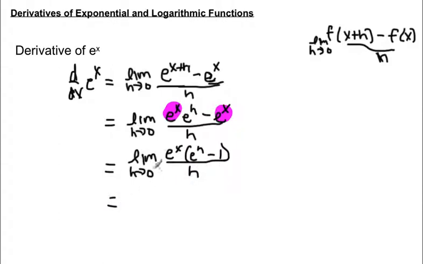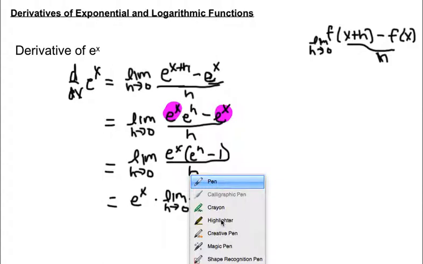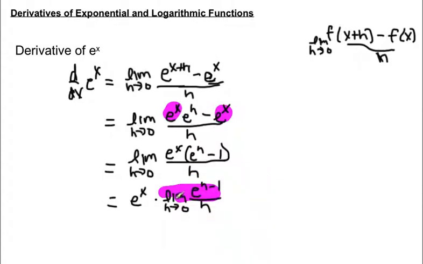Now I'm looking at the limit as h approaches 0, so I can just pull this e to the x out front, because there is no h in this part of the function. I'm then left with the limit as h approaches 0 of e to the h minus 1 over h. But I do need to evaluate this. We're at a bit of a standstill now because we don't know what this equals.